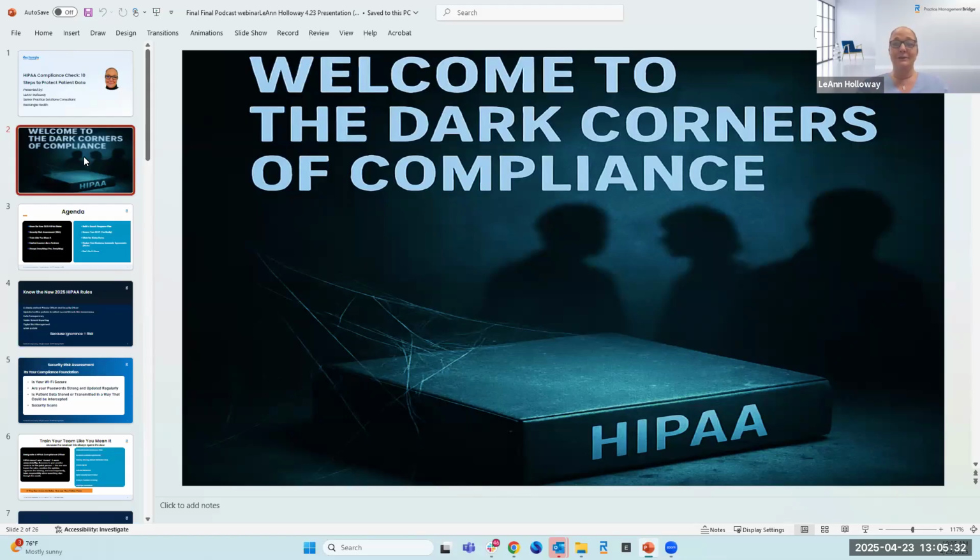2025, honestly, is a turning point in enforcement. HIPAA is no longer just paperwork. It's real consequences, massive fines, and above all, your patients' trust. You worked hard to gain that trust. We want to keep it.